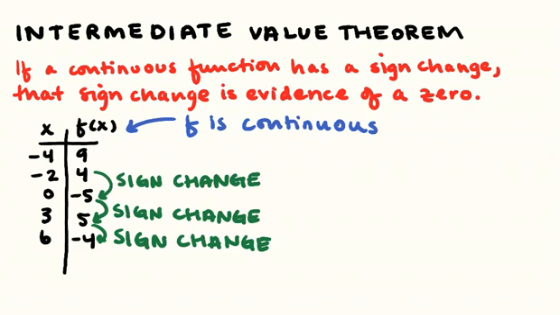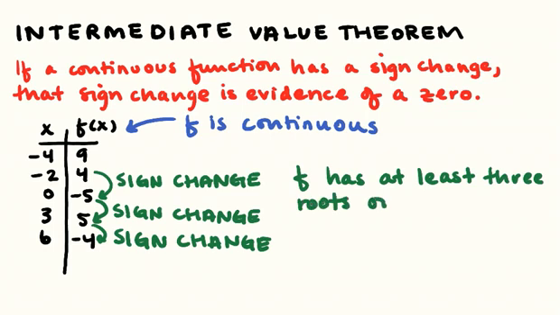So that means that f has at least 3 roots, or zeros, whatever you like to call them, on the x interval we're seeing, which is -4 up to 6.